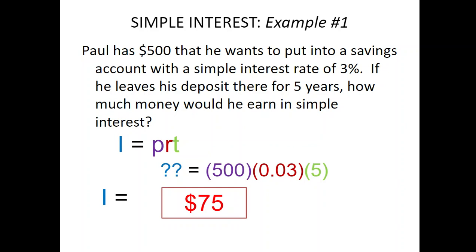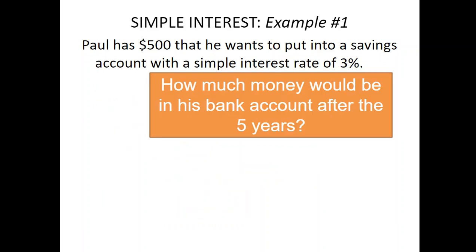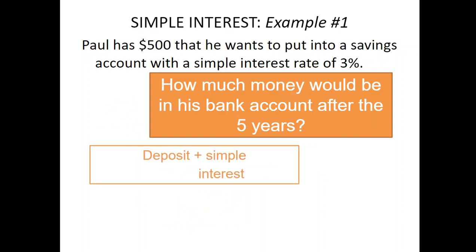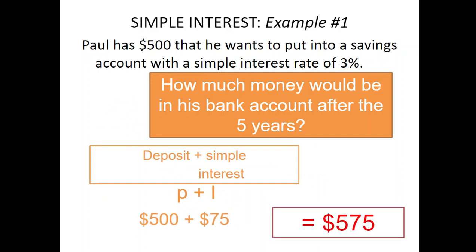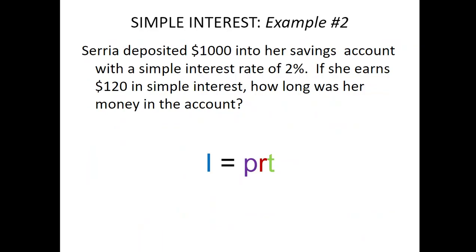So Paul earns $75. Read the question carefully. That's how much money he would earn in simple interest. But how much would be in his bank account after 5 years? What we would do there is take his initial deposit and add the simple interest to it. That would give us a total of $575.